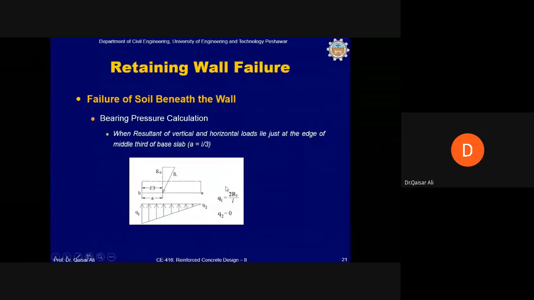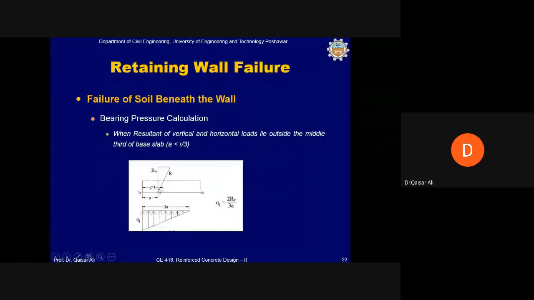If R falls outside the middle third, then Q2 is already 0 and Q1 is 2RV divided by 3A. So for all these conditions, Q1 can be calculated, which is the maximum bearing pressure beneath the toe, and this maximum bearing pressure shall be compared with the allowable bearing capacity. If the maximum bearing pressure below the toe is less than the allowable bearing capacity, then the retaining wall will be safe. There will be no problem of settlement of the retaining wall.